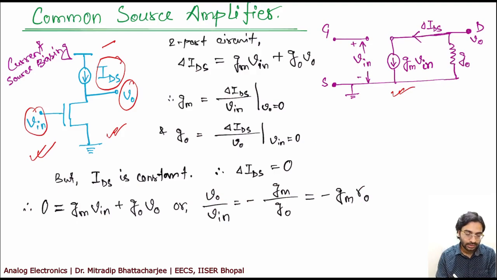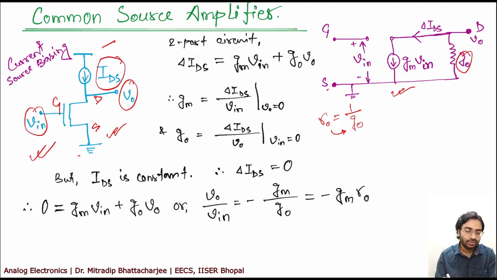So just using the same circuit model, this is your V in, this is your source grounded, so this is source, this is drain, this is gate. So between gate and source you have V in, between drain and source you have this current source gm V in, which you have got from the small signal model, and you have an output resistance which is typically r0, and we can write this as 1 by g0. This is the equivalent conductance value of the r0. So we can write this as g0, and the output voltage is V0.